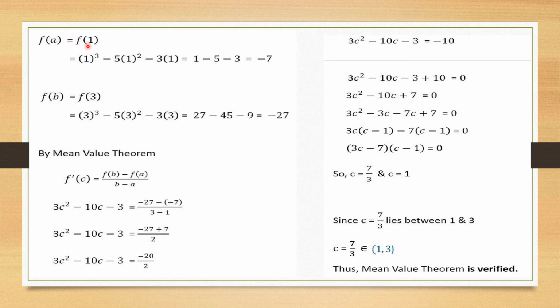f(a), which is f(1), is minus 7. f(b), which is f(3), is minus 27. So all conditions of the mean value theorem are verified. So f'(c) is equal to (f(b) minus f(a)) upon (b minus a).